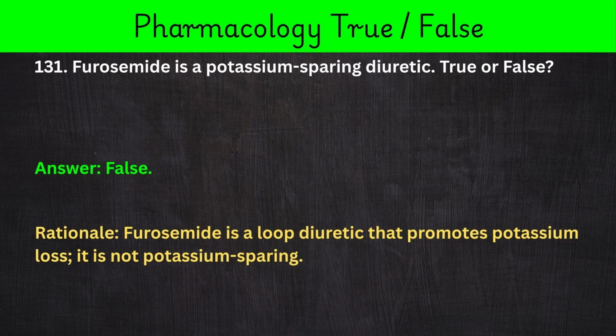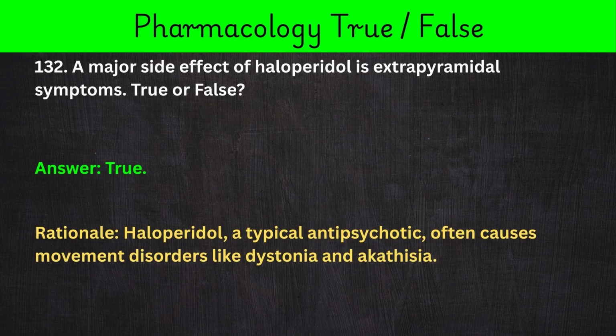131. Furosemide is a potassium-sparing diuretic. True or false? Answer: false. Rationale: furosemide is a loop diuretic that promotes potassium loss. It is not potassium-sparing.